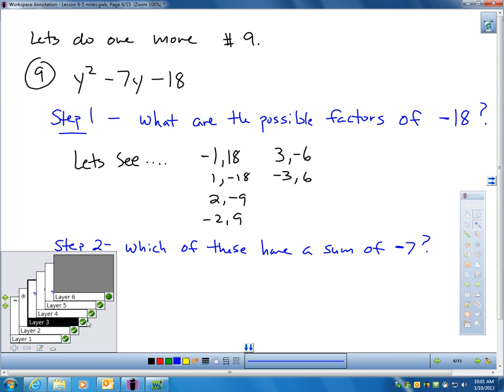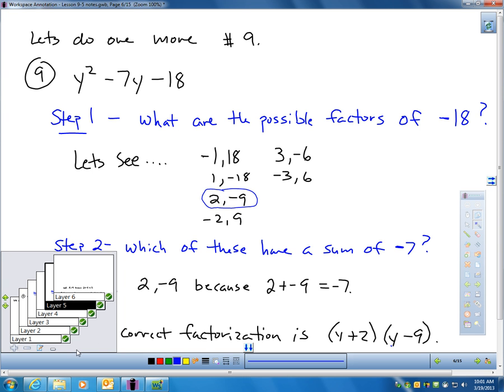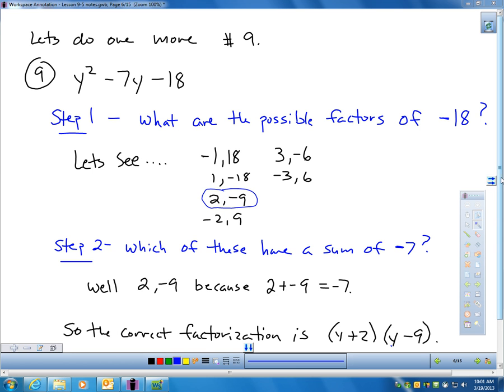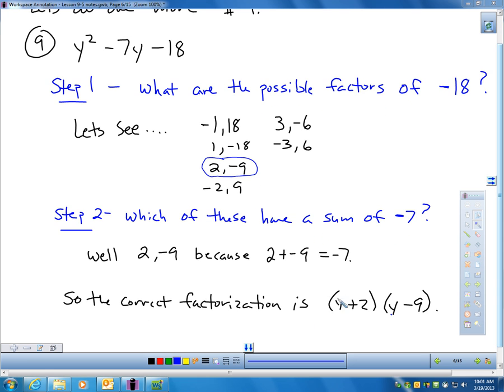That's the big deal. Well, right now we can look, and if I take 2 plus negative 9, that's going to be negative 7. So I know it's got to be 2 and negative 9. So the correct factorization, again, is y plus 2, y minus 9. Pretty basic. Again, if I double distribute this out, I'll get right back to here.